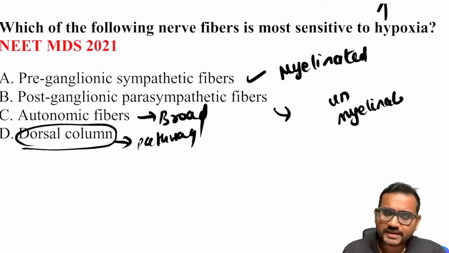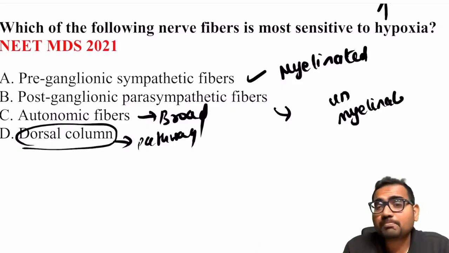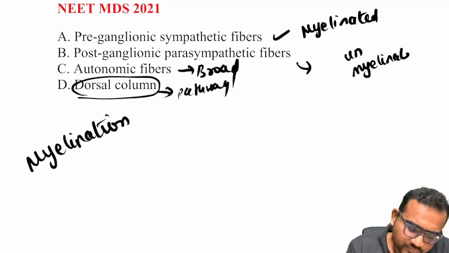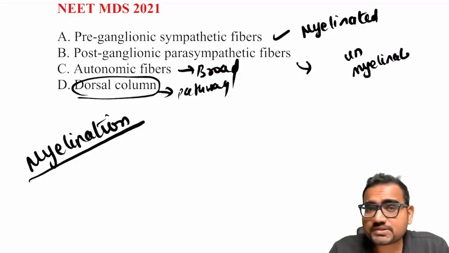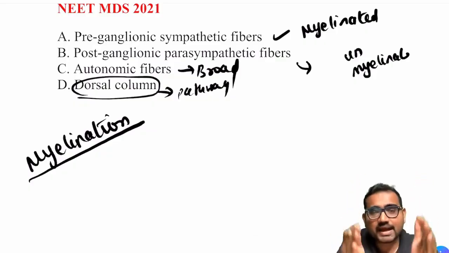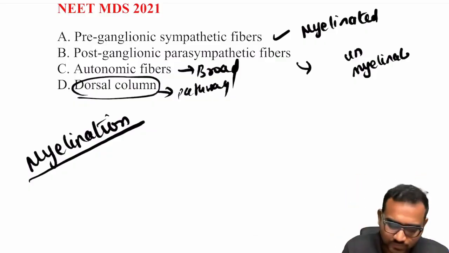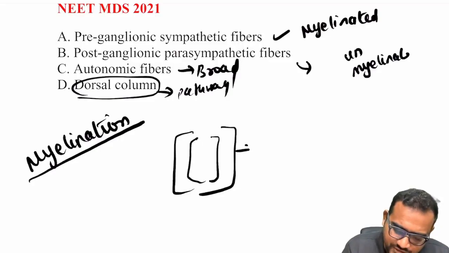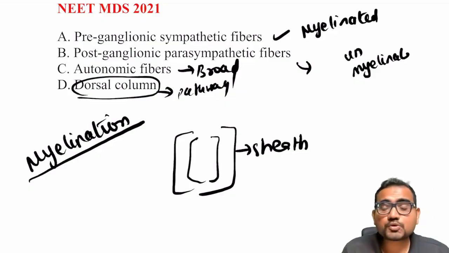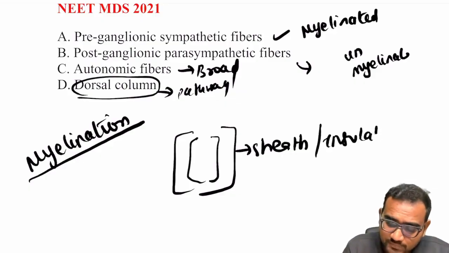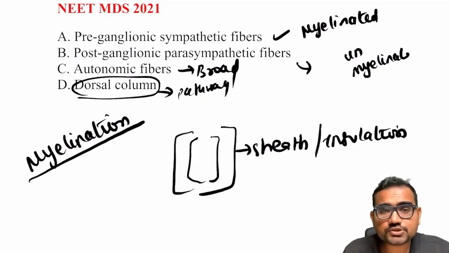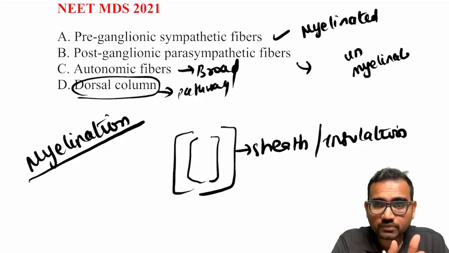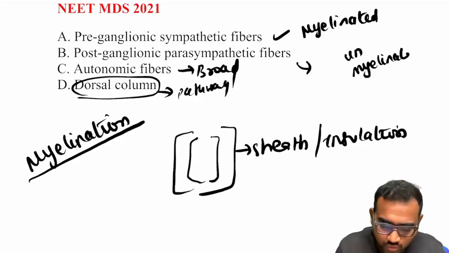If you look at the preganglionic sympathetic fibers, as I told you, they are myelinated. What do you mean by myelination? Myelination means a sheath is going to cover the axon. It is like a protection, responsible for protection and insulation. The main function of myelination is that it is not going to allow the ions to stay there. It is going to push the ions to the nodes.